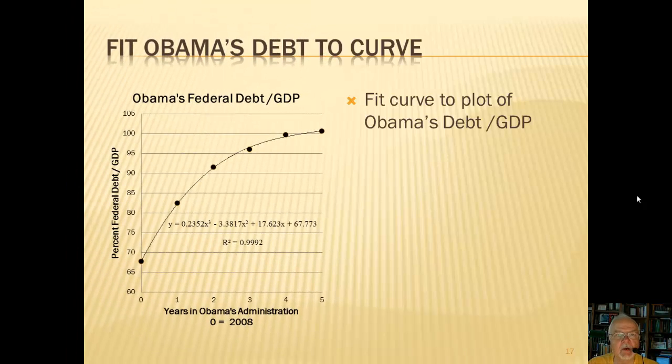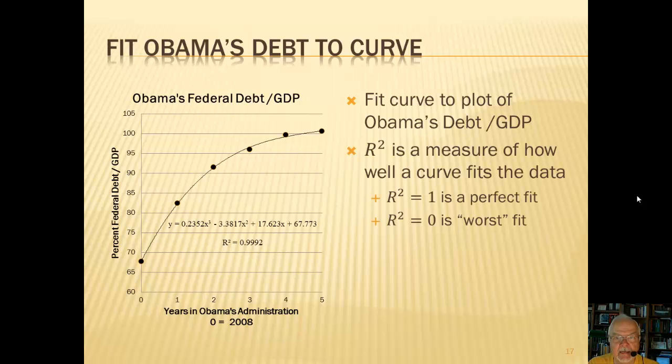All right, let's sum up. The federal debt to GDP ratio during President Obama's term could easily be fit into a curve. And that curve, it turns out, is very, very good. It has an R squared of 0.992, 3 nines and a 2. So this is a very, very good fit.